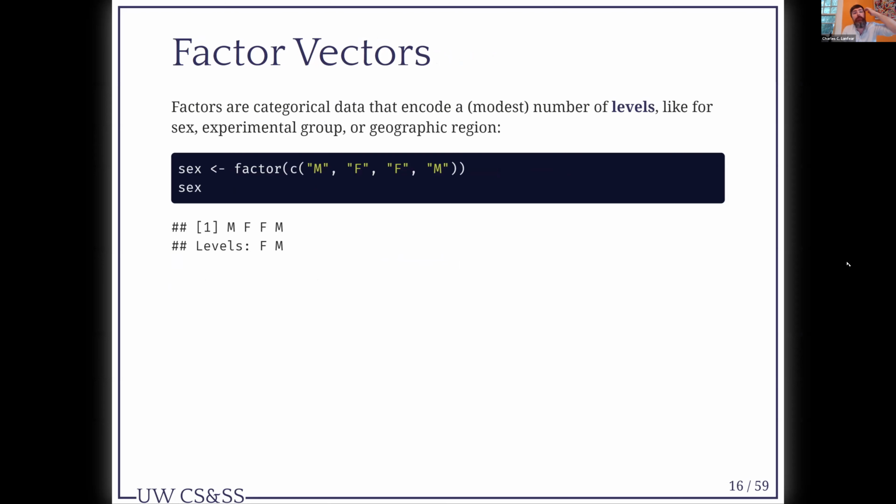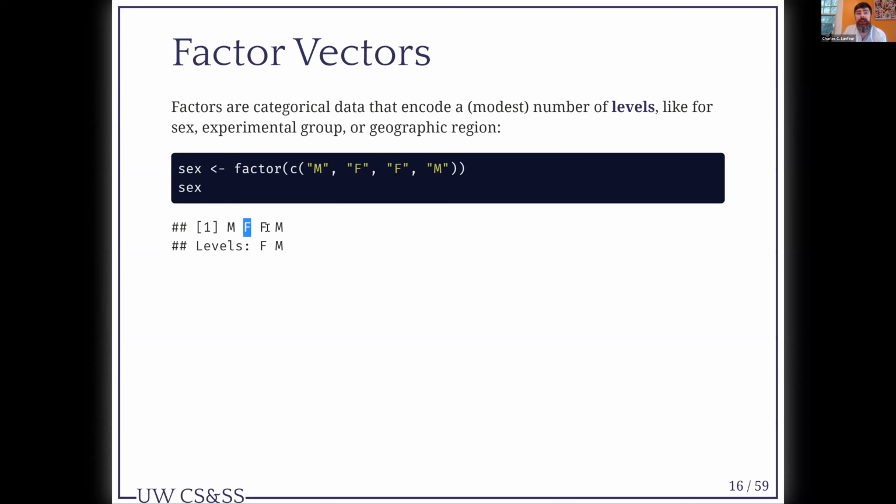So factors are categorical data that will encode levels of categories into the vector itself. Examples of things you would often store or use as factors are sex or gender, membership in an experimental group, or geographic region for your data. So I could take a vector like this of M, F, F, M, make it a factor, and assign it over here to sex.